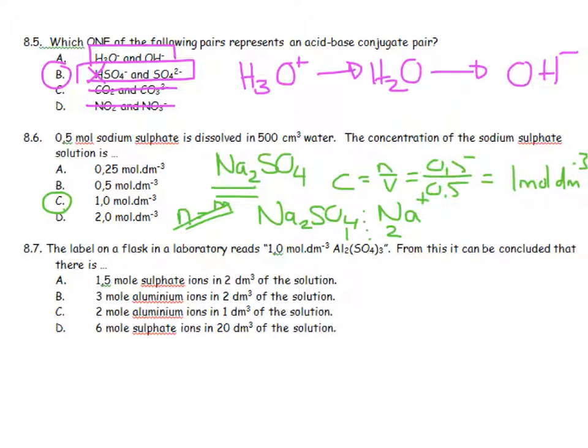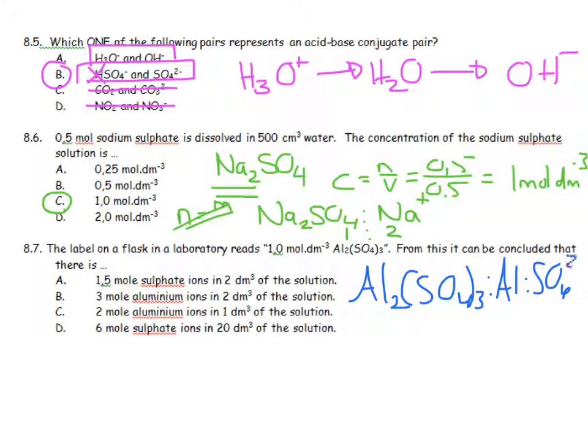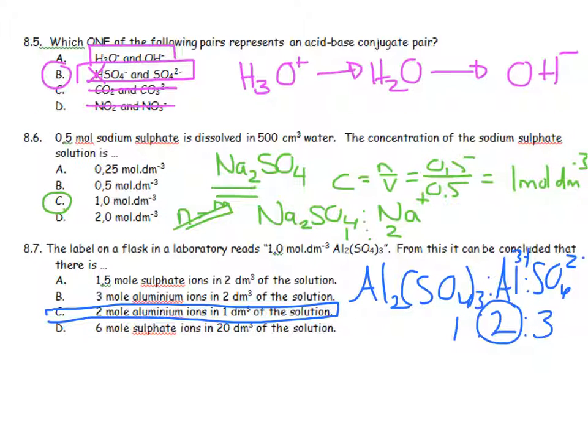So if I had 0,5 moles of sulfate, I'd need to be in 3 decimeters cubed of solution. Sorry, let's just unpack that a little bit. Al2(SO4)3 gives 2 Al 3+ to 3 SO4 2-. It is 1 is to 2 is to 3. And it turns out that the only one of these that works out is that I've got 2 moles in 1 decimeter cubed of aluminium 3+ ions.